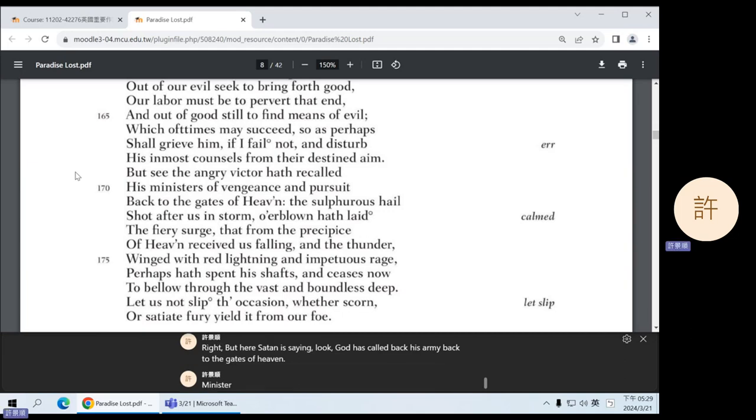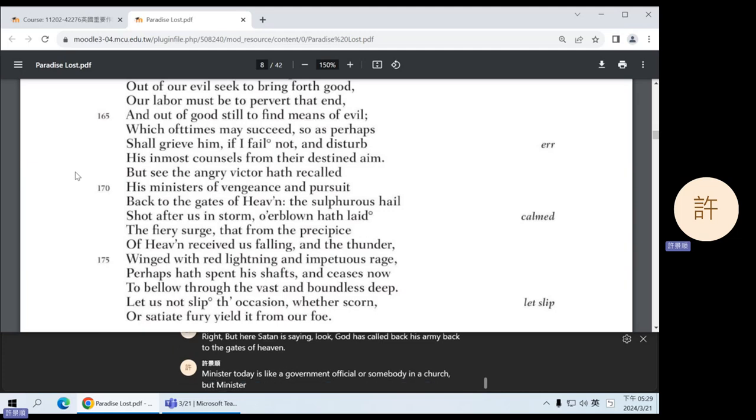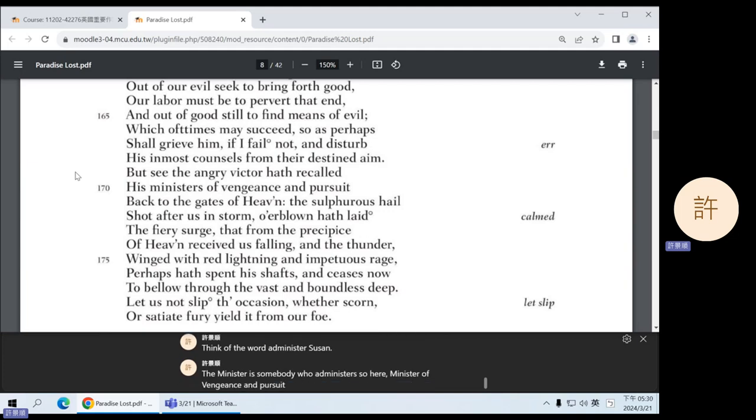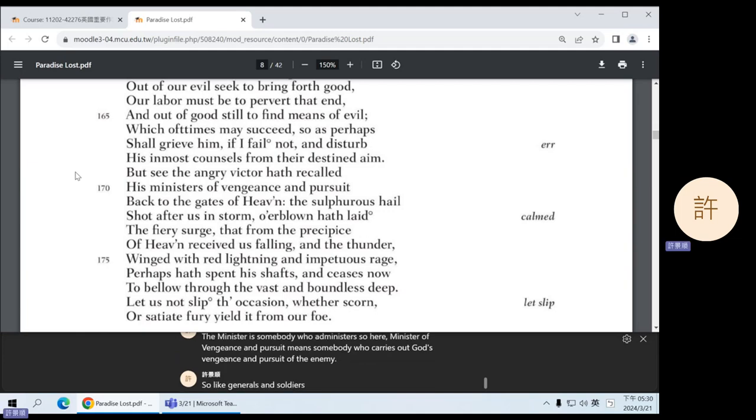Minister today is like a government official or somebody in a church. But minister originally means somebody who carries out an action. Think of the word administer. So minister is somebody who administers. So here, minister of vengeance and pursuit means somebody who carries out God's vengeance and pursuit of the enemy. So like generals and soldiers, that kind of idea. So God has called them back to the gates of heaven.